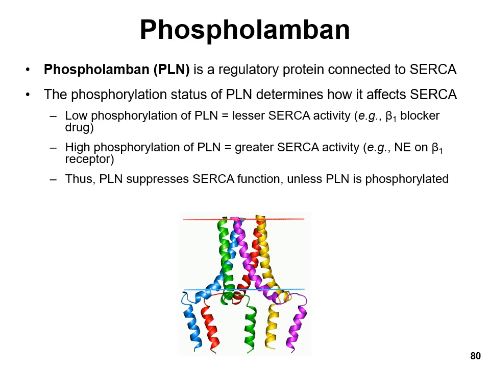That will be a good example of what would happen when you give someone a beta blocker like propranolol or metoprolol or something like that. That would be due to less phosphorylation of phospholamban.